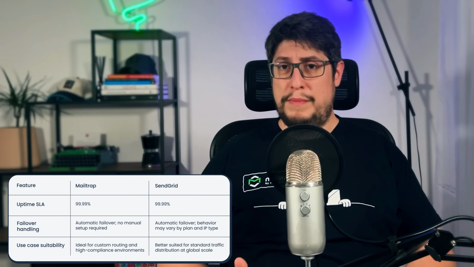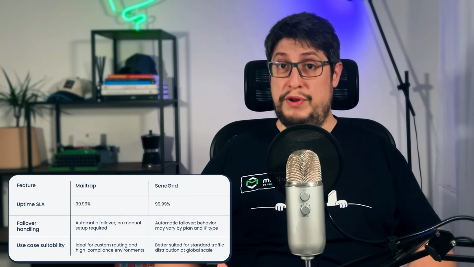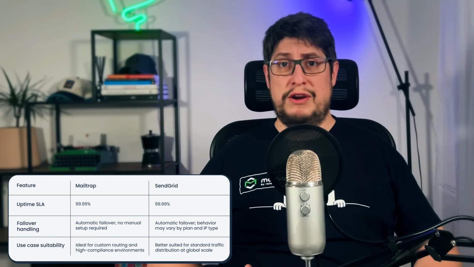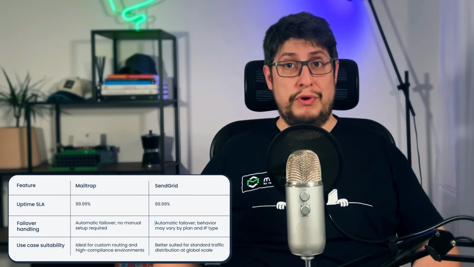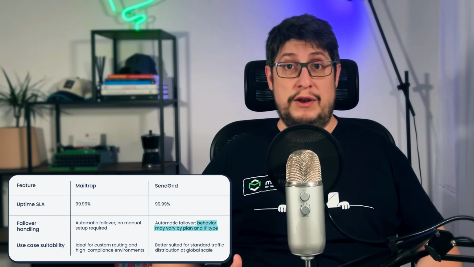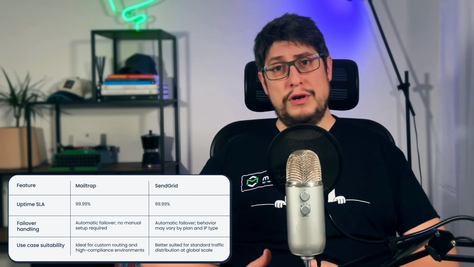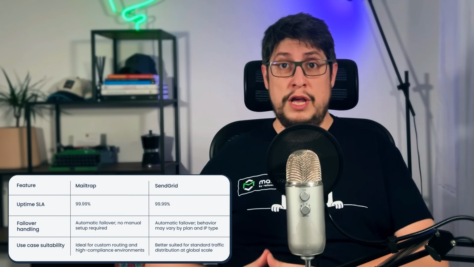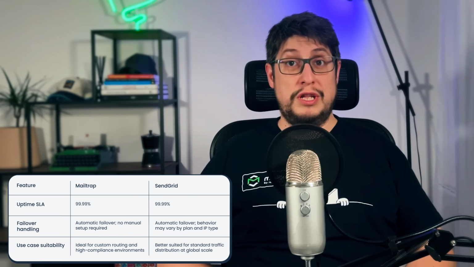SendGrid also promises a 99.99% uptime and is backed by a globally distributed infrastructure. To maintain availability and performance, traffic is routed across multiple regions and IP pools. And if a node or region fails, SendGrid automatically shifts the load, though the specifics can vary based on your plan and whether you're using shared or dedicated IPs. Still, it's important to note that while SendGrid does run on a standard distributed infrastructure suitable for handling typical email volumes, routing logic and control are largely managed internally.